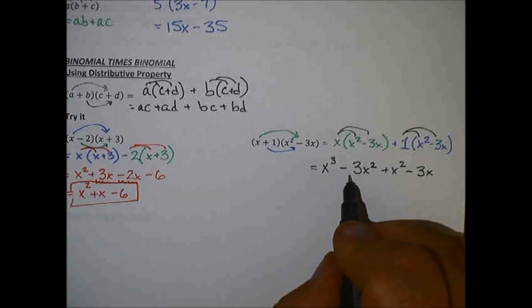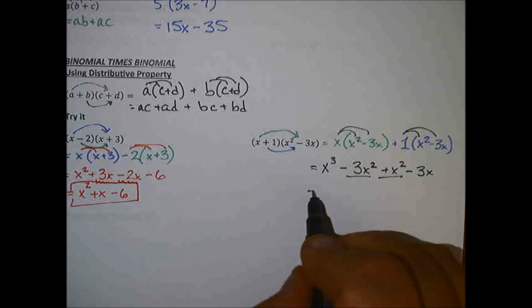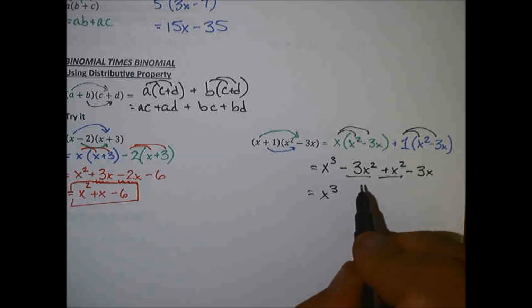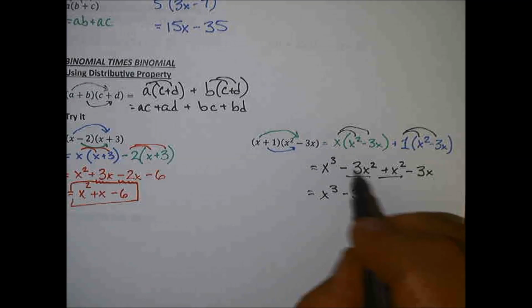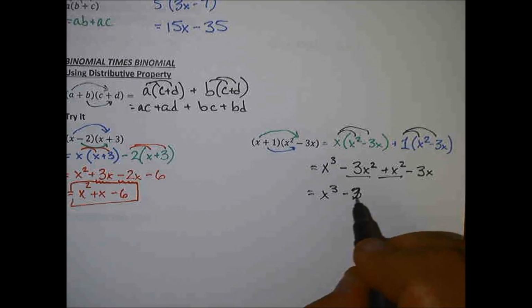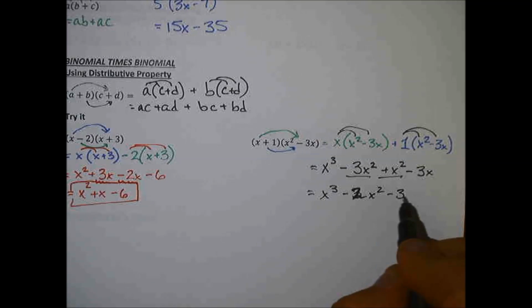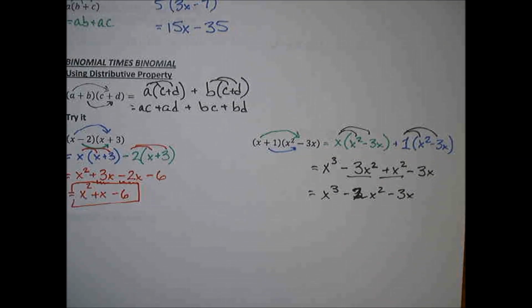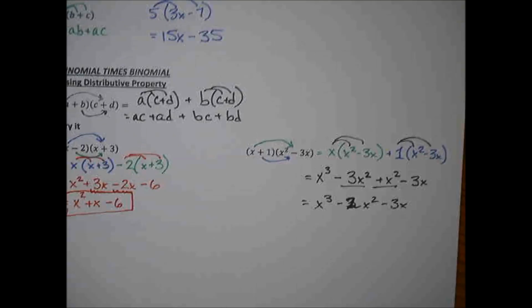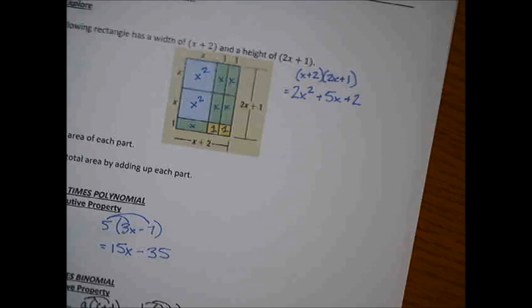Combine like terms. I do have 2 in the middle. So we have x cubed, a minus 3 and a plus 1, so that's going to be a minus 2, x squared, minus 3x. Okay, not too much work. There's really only like 3 steps there, so that's always kind of nice. Let's go ahead and turn the page and keep going.